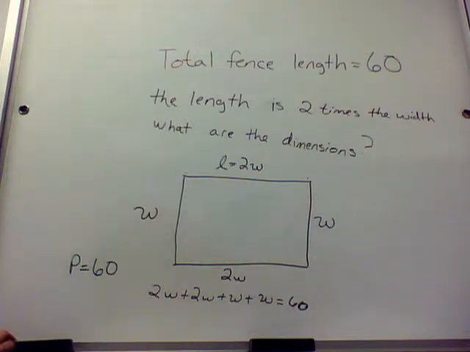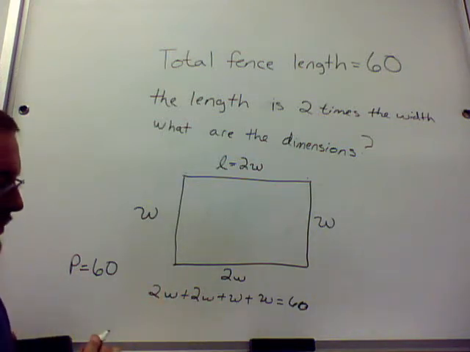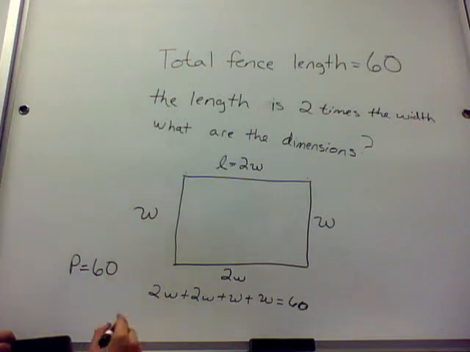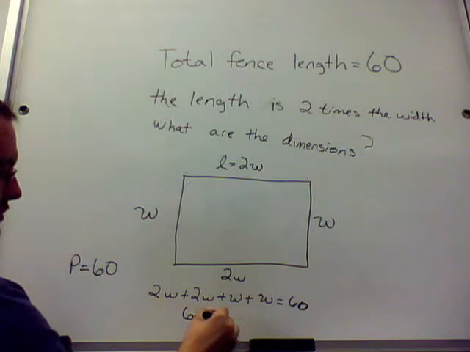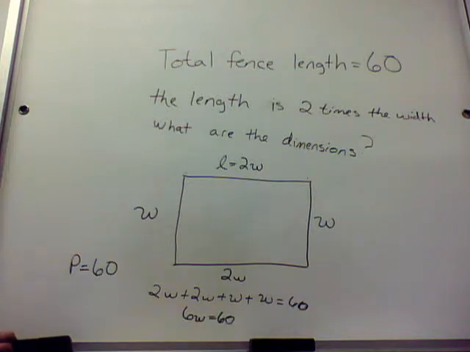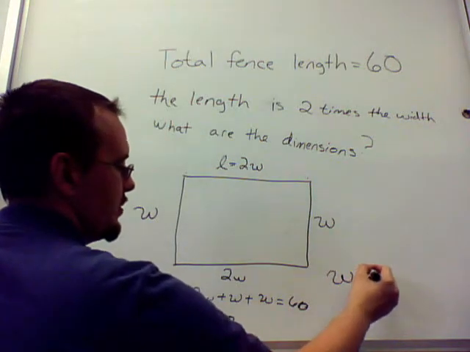So now we solve for w. Well, 2w plus 2w plus w plus w, that's 6 w's. So we have 6w equals 60. Divide the 6 out, and we get w equals 10.